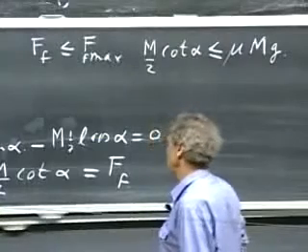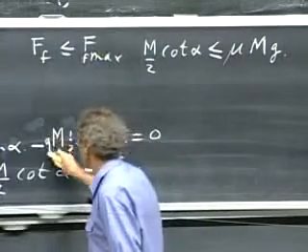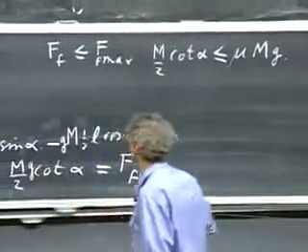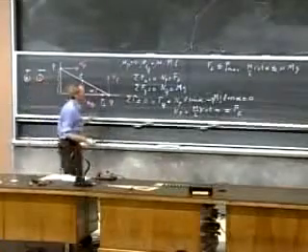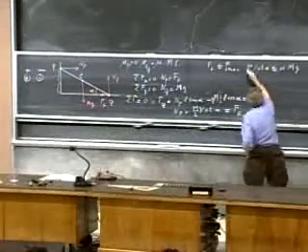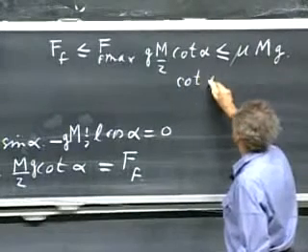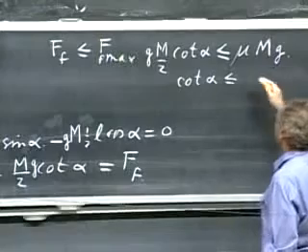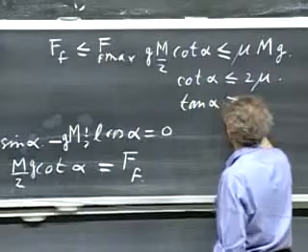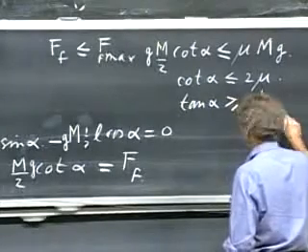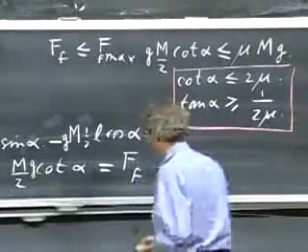Did I lose a g here? Yes, I did. I have a g here, and I have a g here. Correct? Because if I have this force here and this position vector, then I have mg. So there is a g here, and so there is a g here. And so I lose my mg, and you'll find that the cotangent of alpha is smaller or equal than 2 mu, or the tangent of alpha is larger or equal than 1 over 2 mu. And so that is the condition for the ladder to be stable.